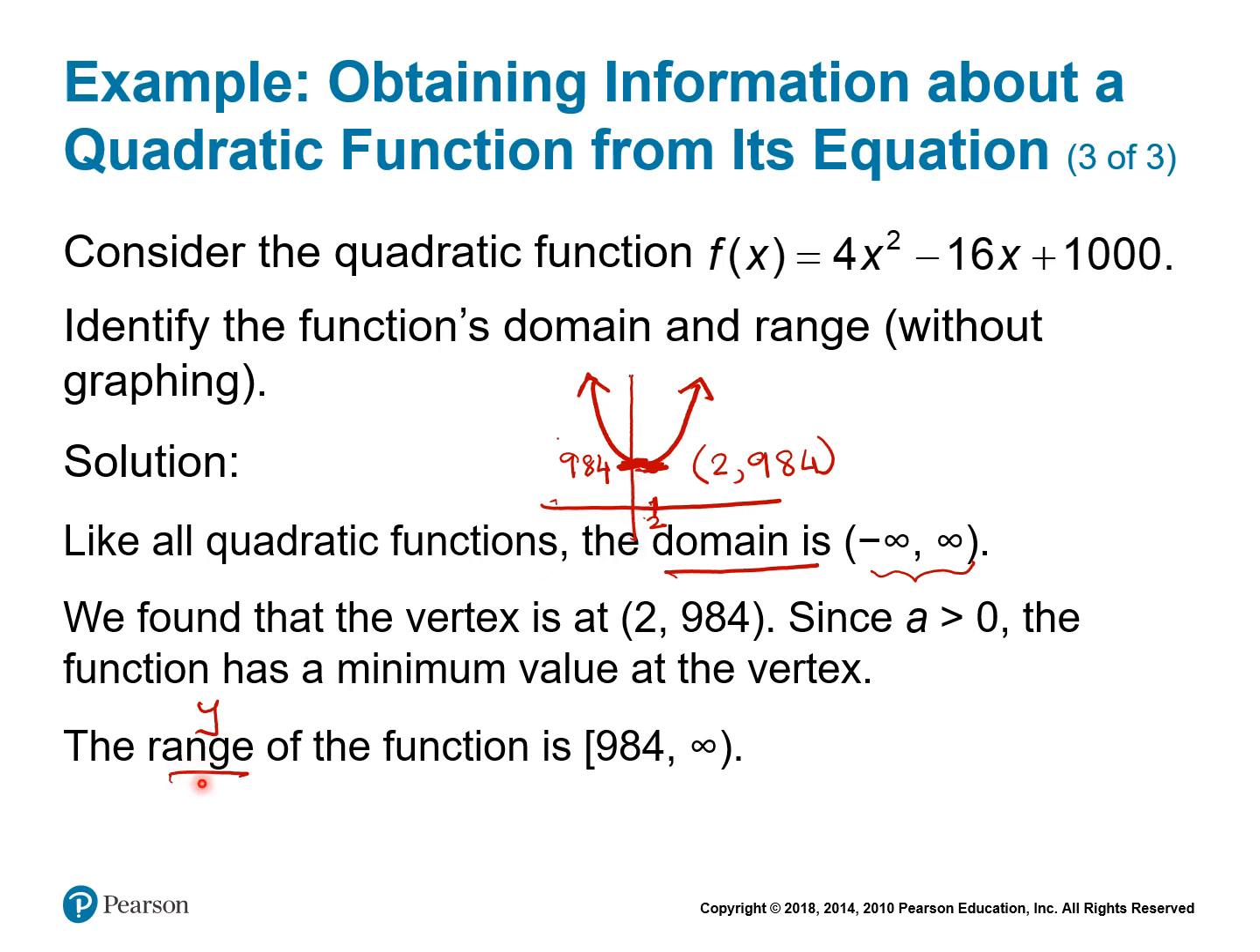So the way we write it is the range of the function is 984, and you note there's a square bracket, which means 984 is included in the range, and then any value greater than 984 going all the way to positive infinity. All right.